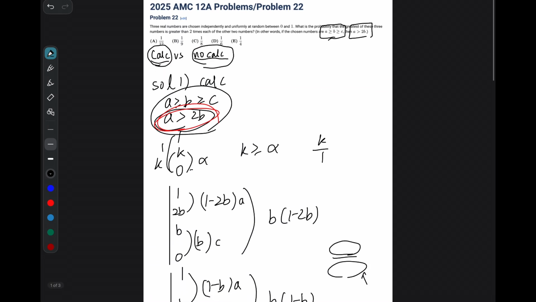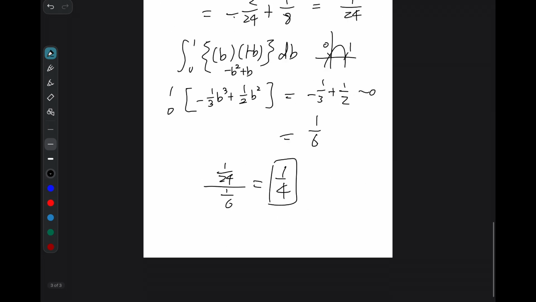So the answer is E. Now next, the no calculus solution.